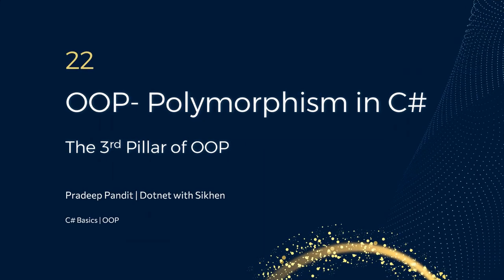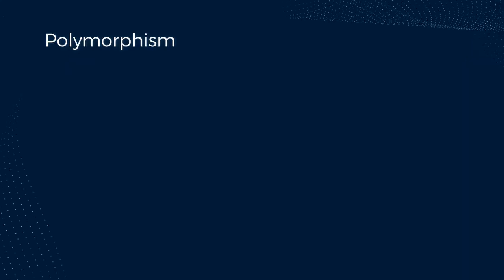Hello and welcome to Dotnet with Sikhen, and our today's topic is polymorphism in C#, the third pillar of object-oriented programming. So let's get started.